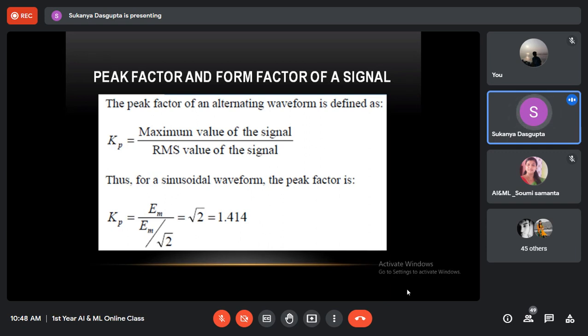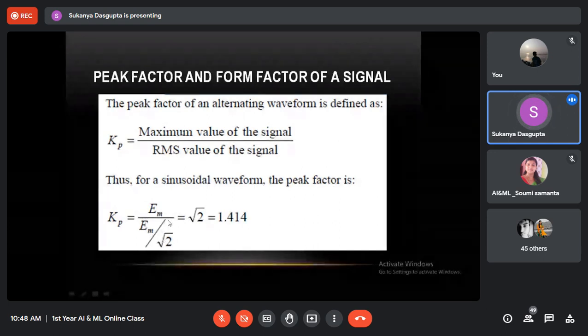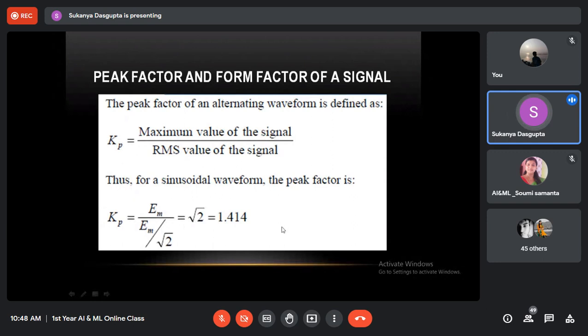It is just the maximum value divided by the RMS value of the signal. That means Em by 0.707 times Em. Mainly it is denoted by Kp. The peak factor Kp can be expressed as the maximum voltage divided by the RMS voltage. So it's simply root 2, because these two Em's will be cancelled out. Root 2 means 1.414.